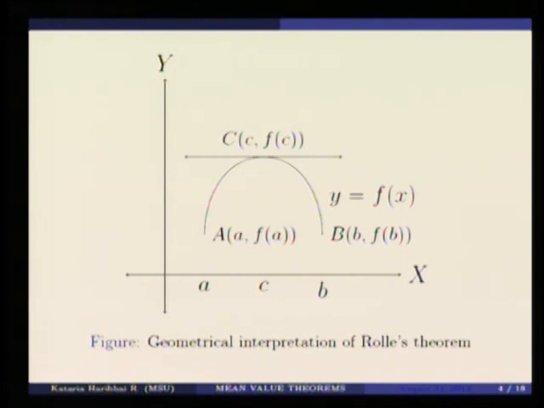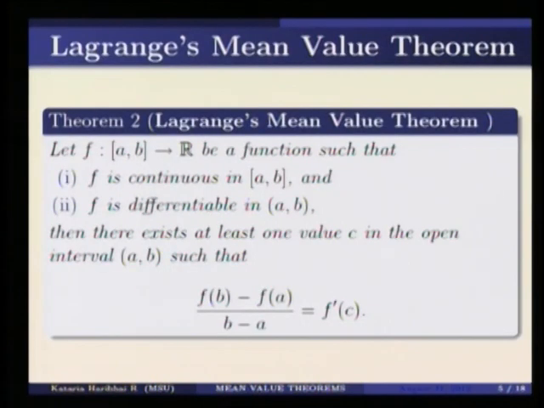And this is the figure for the geometrical interpretation of Rolle's theorem. Here you can see that there is a tangent at a point C which is parallel to the x axis, and that is how it is the horizontal tangent.